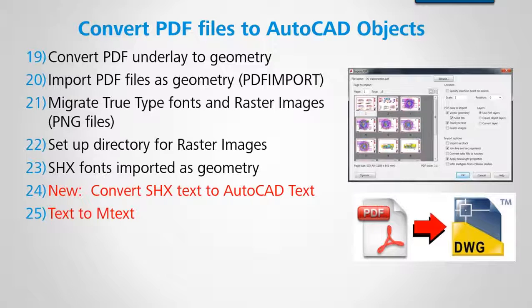So cool new tools in the update allow you to convert that SHX text to an AutoCAD text object, so it's not individual objects. And then, of course, you can convert those individual text strings to mtext. All right, I'm going to run through these really, really quickly. So back over to AutoCAD.